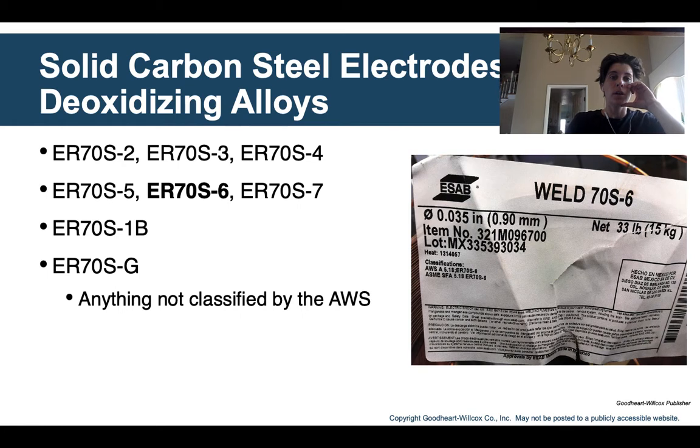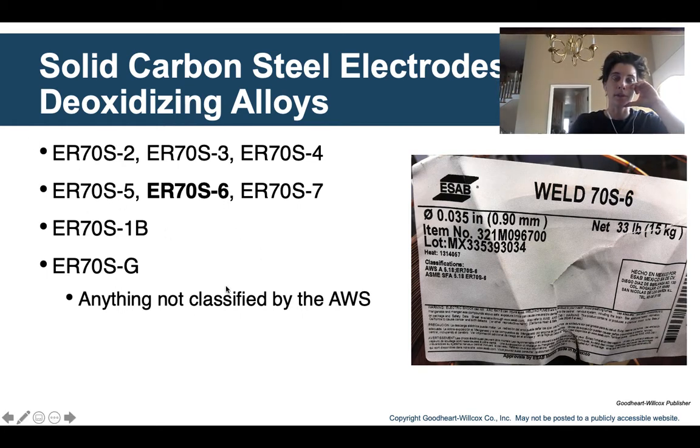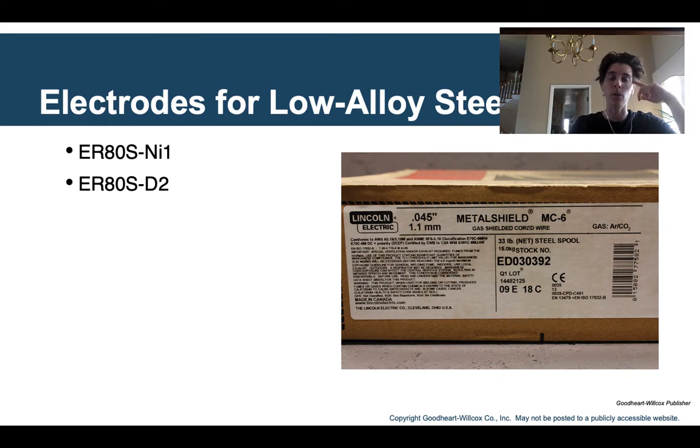So these are some more different electrodes for carbon steel that have more deoxidizing alloys. You'll see the ER70 is very common. You'll just have different specific deoxidizing elements, different specific alloys. 70S-3, S-6, S-5, and S-7 I think are pretty similar. If you go to your welding supplier, they're probably going to give you one of those if you just tell them you need some GMAW welding wire.